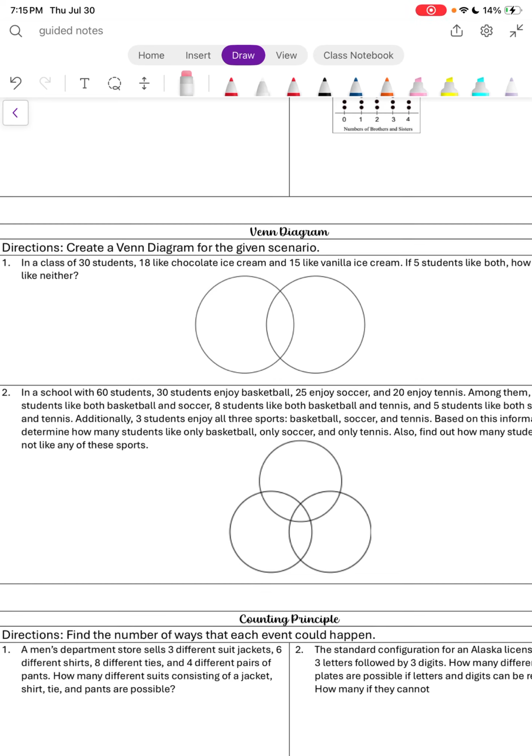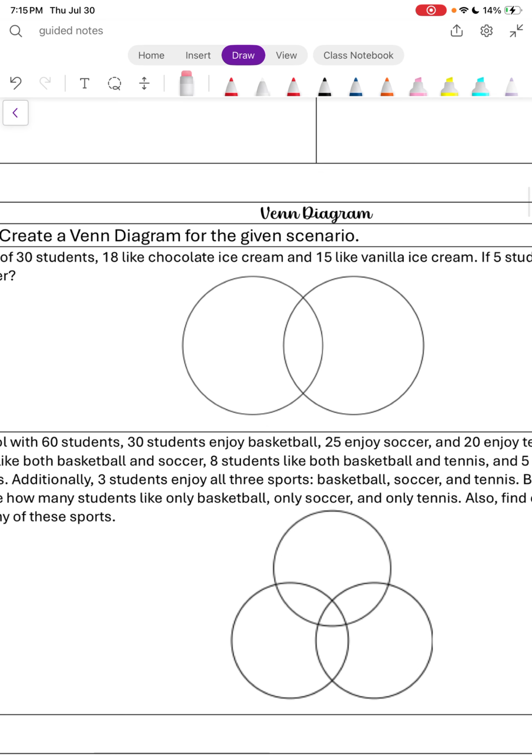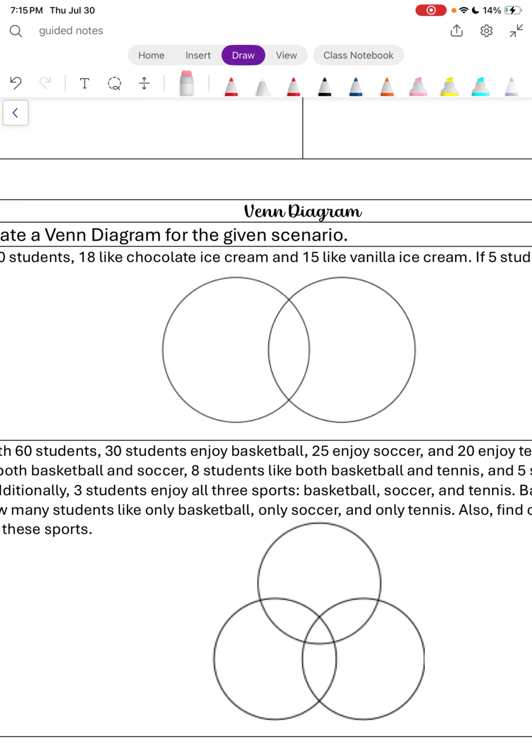Okay, let's talk about Venn diagrams and set notation. And I'm going to throw in the set notation just to give you some extra exposure to it. So the first problem says, in a class of 30 students, 18 like chocolate ice cream, 15 like vanilla. Let's represent this in a Venn diagram.